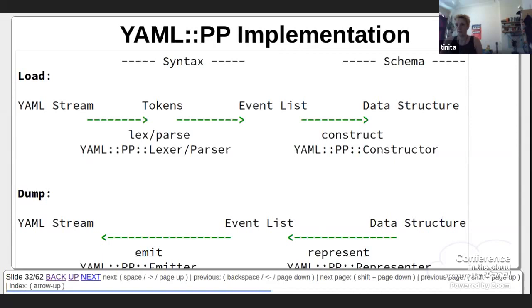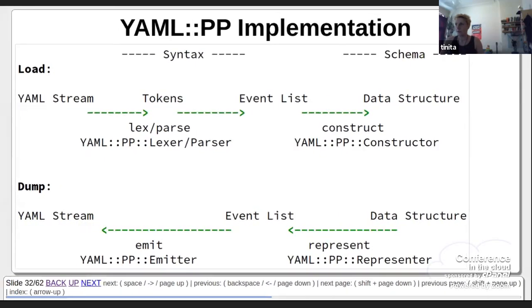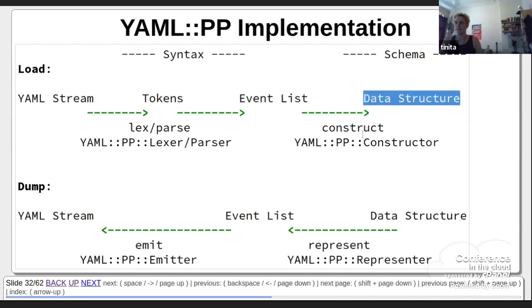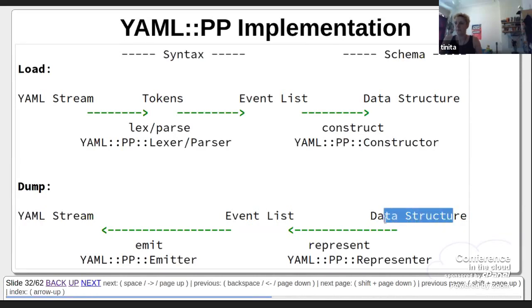And I hope you can see that. I have to make the window a little bit bigger. So YAML PP implementation. On the left side, we have the syntax, and on the right side, we have the schema, which is about the booleans and numbers. And when loading, we have the YAML stream, which is parsed into tokens and generating an event list. And from that, it creates a data structure, and the constructor is customizable. And for dumping, it's pretty much the same. You have the data structure, it's creating a list of events and the output.